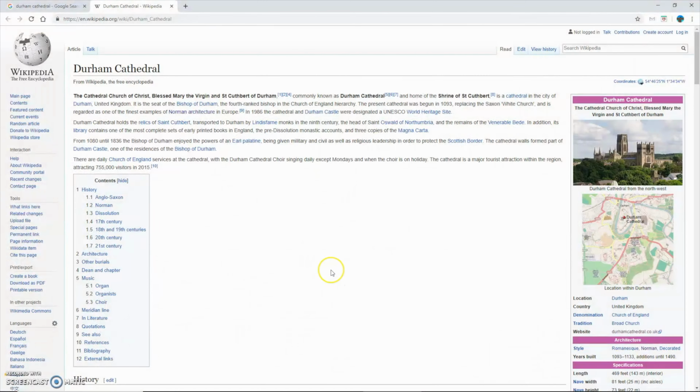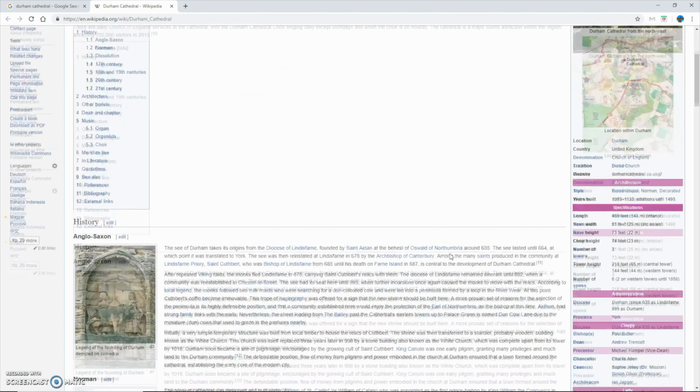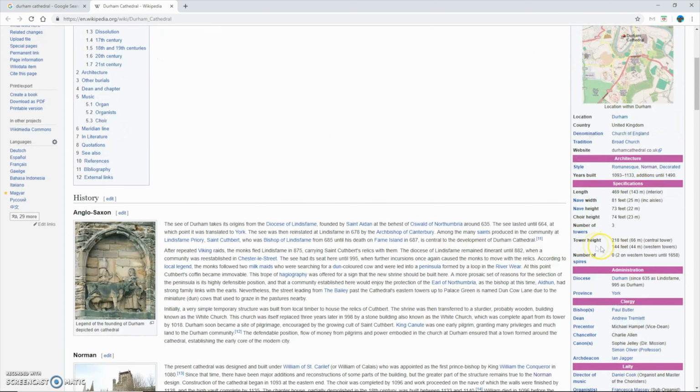My next step is to take a closer look at the actual heights of the towers at Durham Cathedral. So if I have a look at Wikipedia at Durham Cathedral and go down here, we can see that it tells us that the tower heights, the central tower is 218 feet or 66 metres, and the western towers are 144 feet and 44 metres.